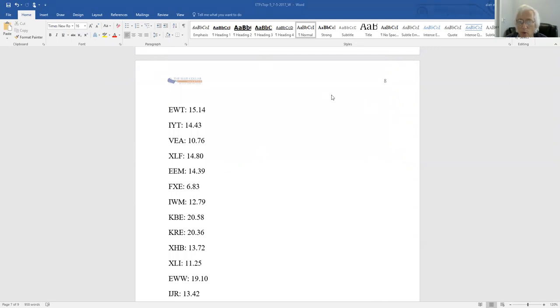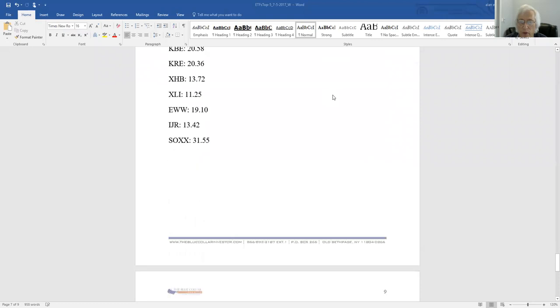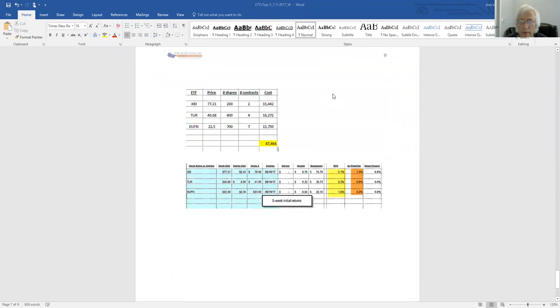But I actually have one more prepared for you. So let me scroll down over here. And this shows you how you might use the report to set up a portfolio. Now, if you remember back to the first page, the top 3 performers were XBI, TUR, and EUFN. So we're going to assume now a portfolio of $50,000.